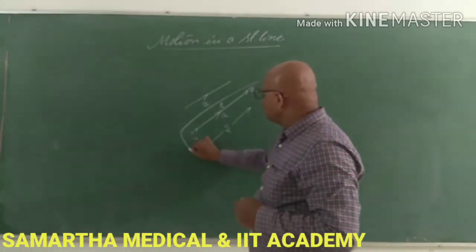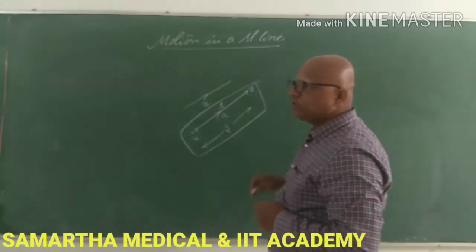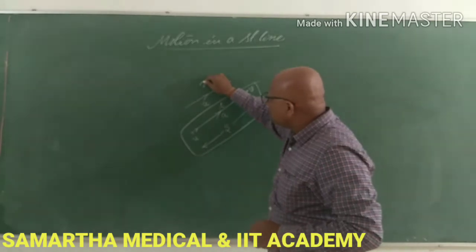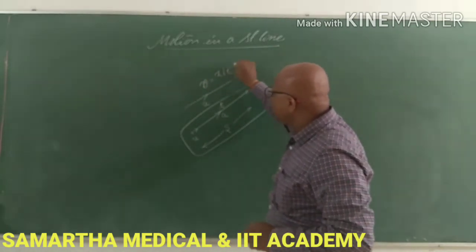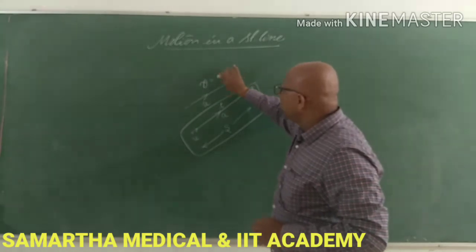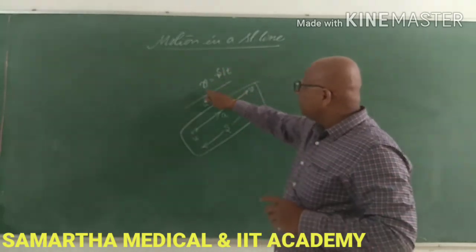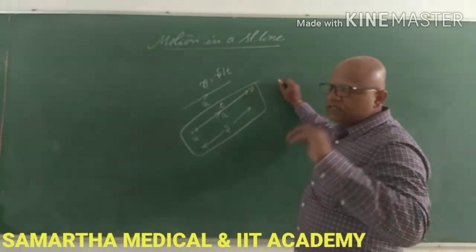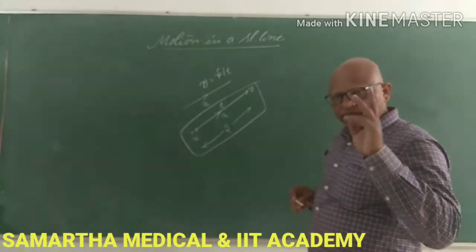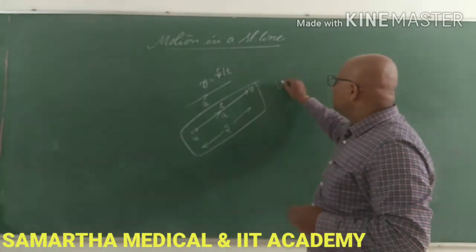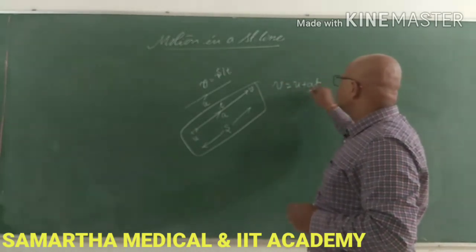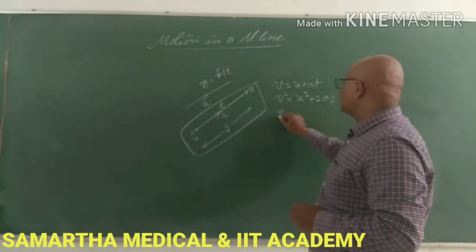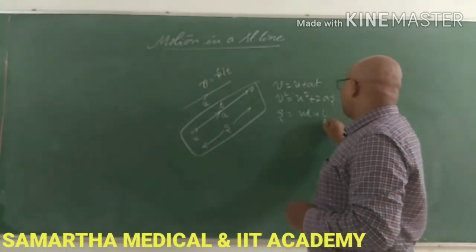To explain motion in a straight line with uniform velocity, the case is very simple. v is equal to x by t is the only equation possible for this. x by t or s by t, whatever. That is the only equation for uniform velocity. But for uniform acceleration, we have a set of three equations. One is v is equal to u plus at, v squared is equal to u squared plus 2as, and s is equal to ut plus half at squared.